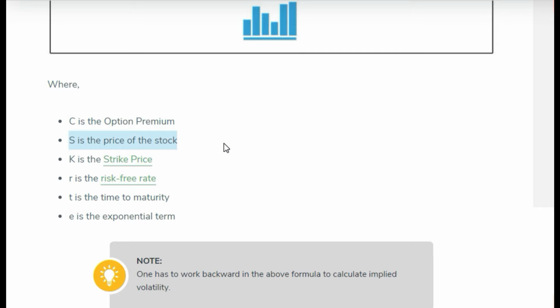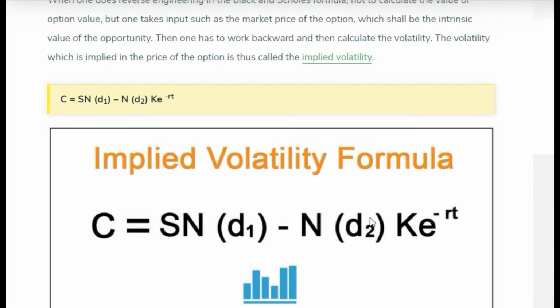Suppose the SBI current market price is 300, so that will be taken into account. Then the strike price, suppose the strike price for which the option price is to be calculated, say 310 or 300 itself. Then R is the risk-free rate, which is standard for all the option prices, and T is the time to maturity, and E is the exponential term, because it is e to the power RT.